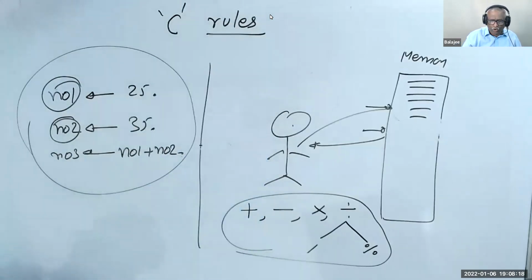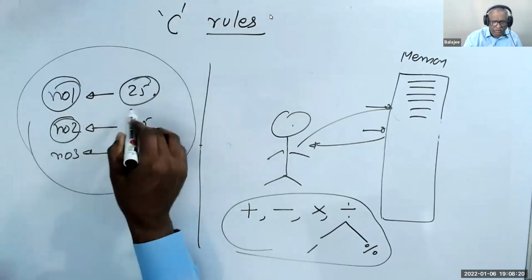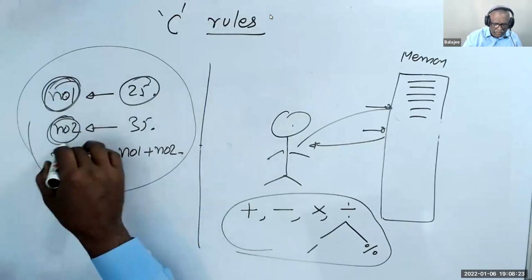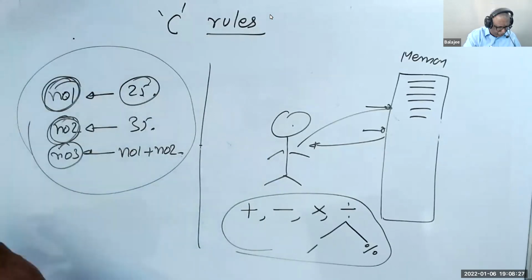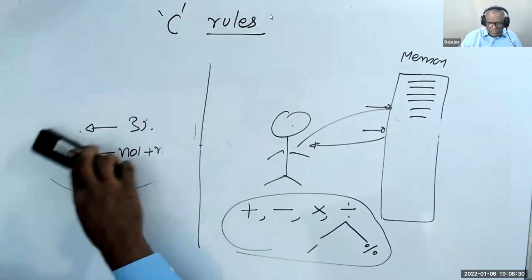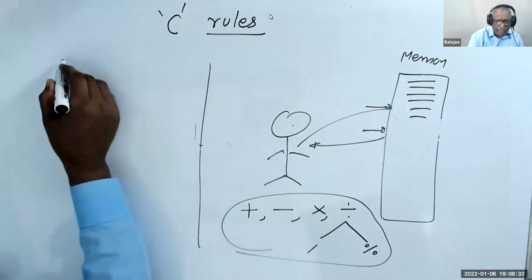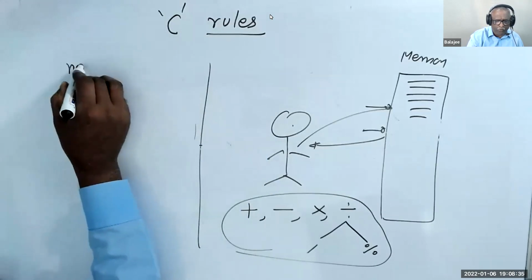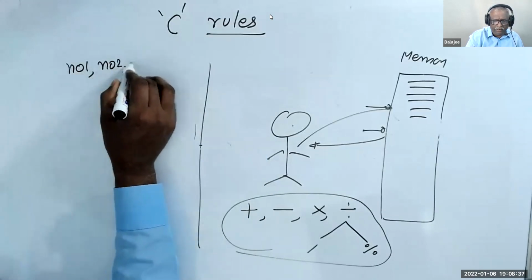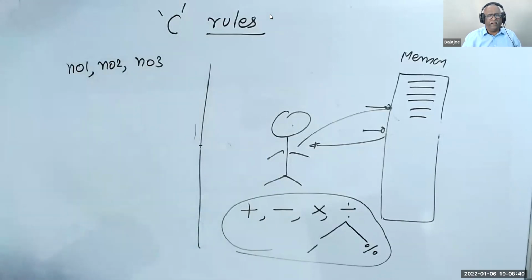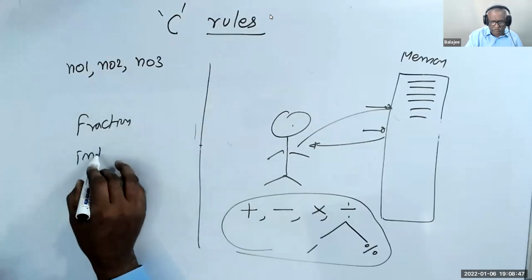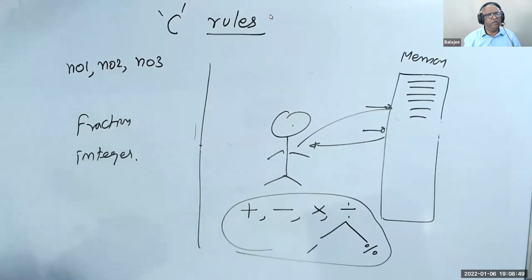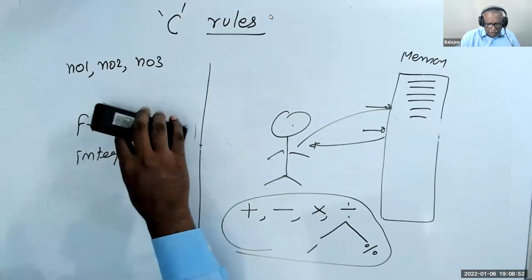C rules. Whatever you are using, number 1, number 2, number 3, you should define first. If you don't define, it will not accept it. So what we have to do initially is declare number 1, number 2, number 3. And that has lots of types. One is fraction, one is integer. We are not worrying about fraction now. We are worrying about integer.